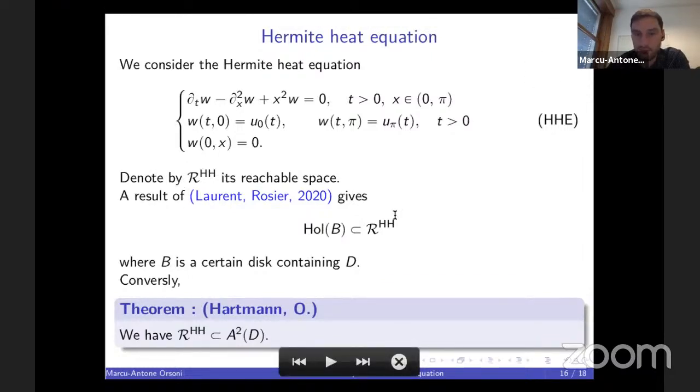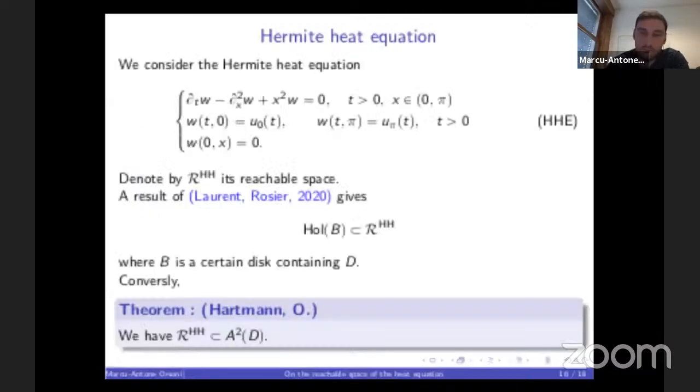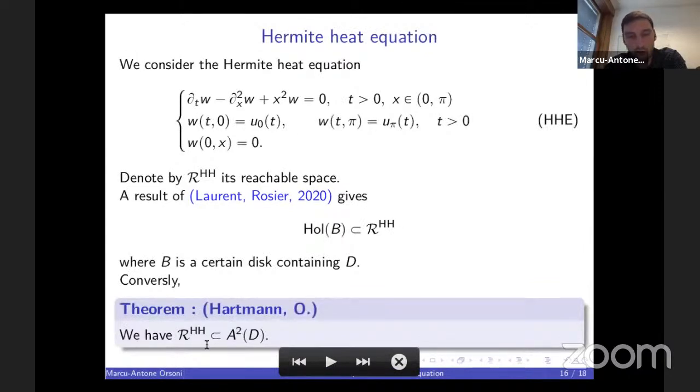And now I will finish with some perspectives. To go further, we can find the reachable space of the Hermite heat equation. So in fact, we have some partial converse inclusion, but we do not have exactly the reachable space of the Hermite heat equation. So we have to work a little more to obtain exactly a description of this reachable space.